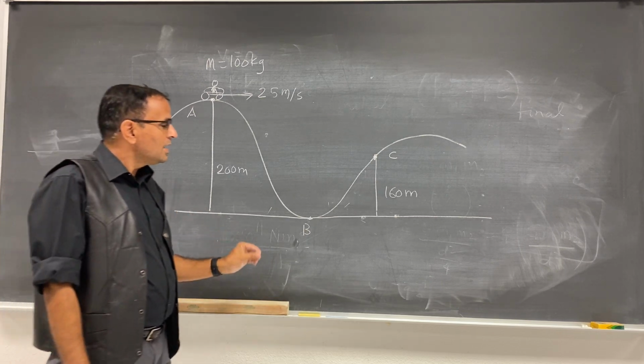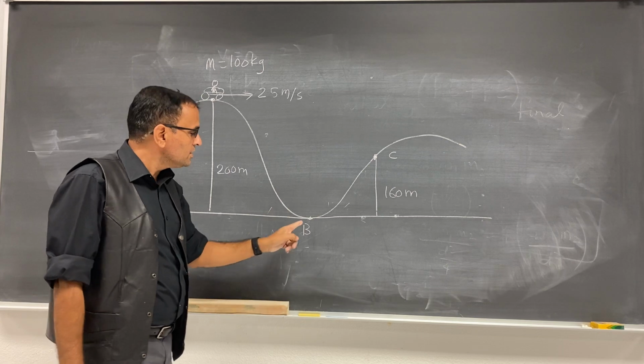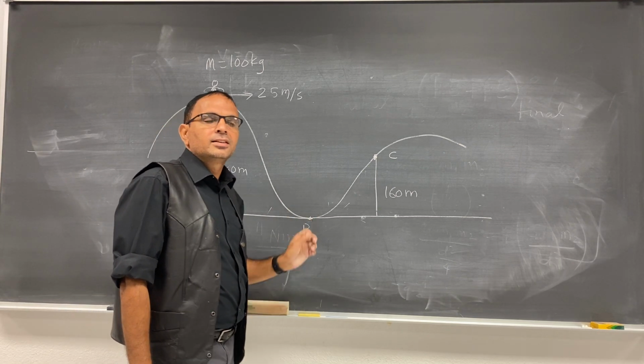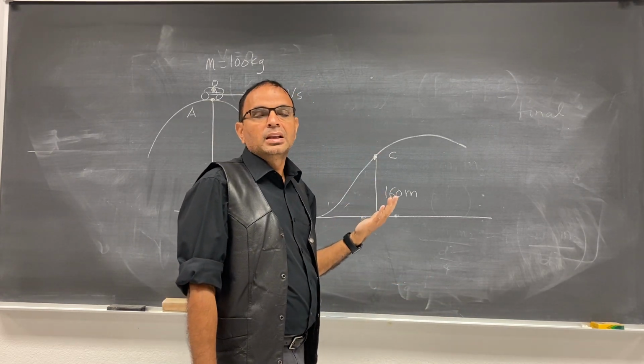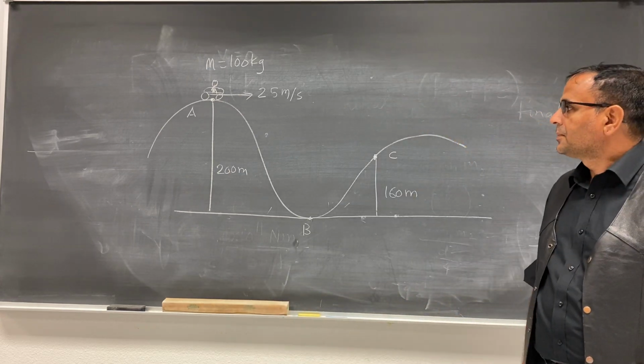So my question is, I gave you the information here at point A, but I want to ask you, what is the total energy at point B? Or what is the total energy at point C? That is the same thing, because mechanical energy is constant. How do you calculate that?